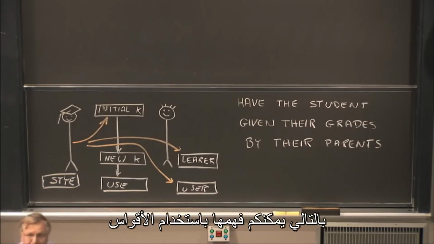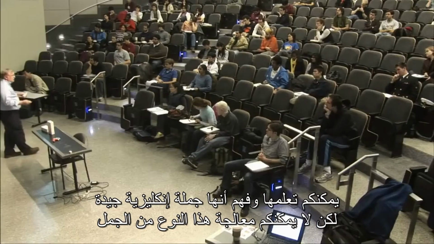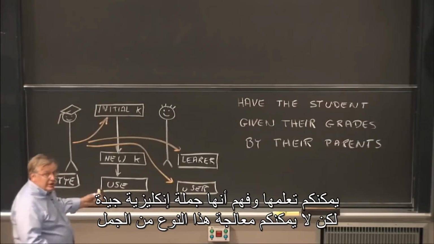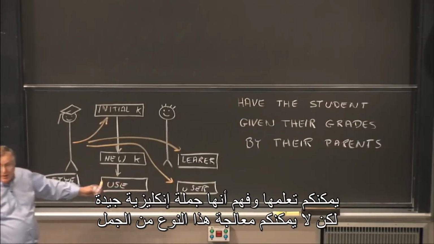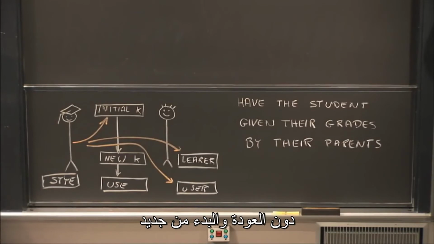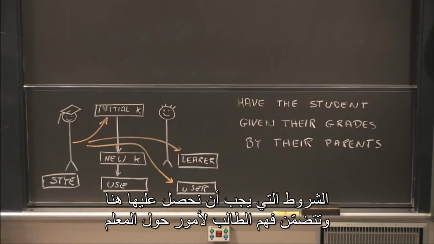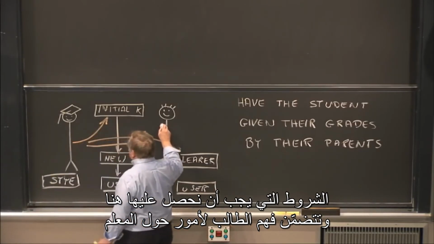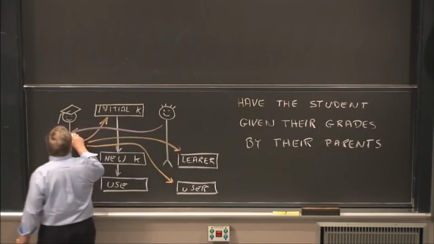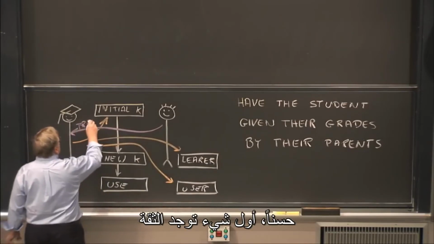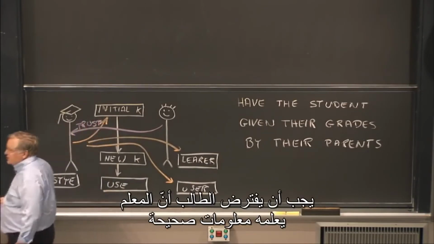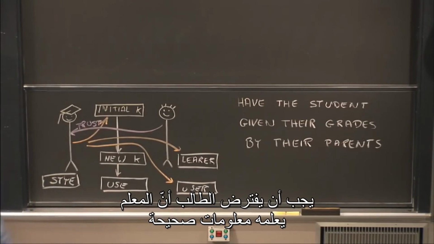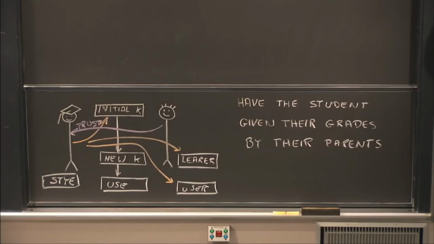So with parentheses, you can understand it. You could learn about it. You can see that it's good English, but you can't generally process that kind of sentence without going back and starting over. Now, what about going the other way? Are there covenants that we have to have here that involve the student understanding some things about the teacher? Well, the first thing there is trust. The student has to presume that the teacher is teaching the student correct information, not lying to the student.